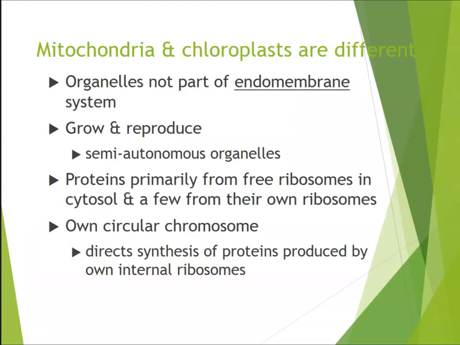So the mitochondria and chloroplasts are a little bit different. They are not part of the endomembrane system. They do not have the same functions as the rest of those organelles. They grow and reproduce separate from the rest of the organelles. They have their own genetic material in them. So they are different from the rest of the structures that we've looked at so far.